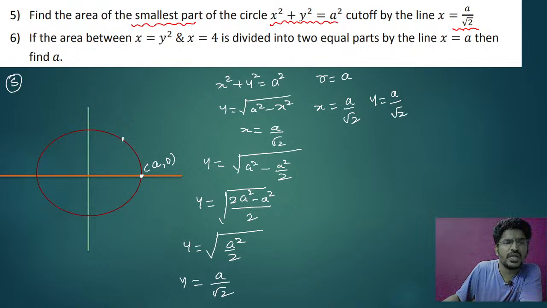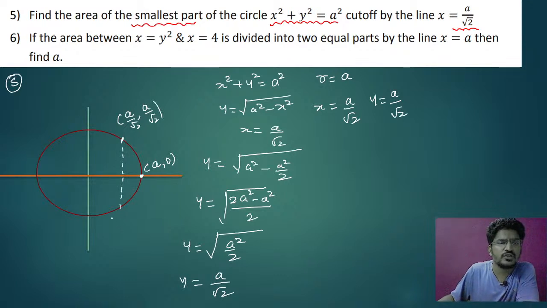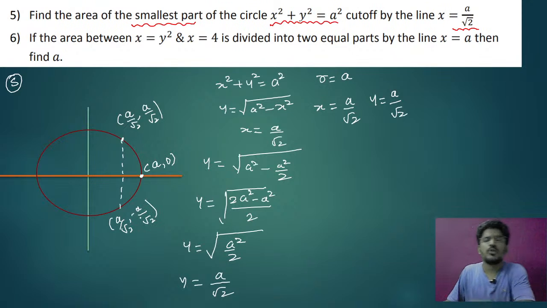That means your point is going to be here. X is a by root 2, y is a by root 2. Clear? If I draw the line, this point is going to be x is a by root 2, y is minus a by root 2. No problem. Quickly tell me, have you understood this? By using the conditions, I have calculated x and y. X is a by root 2, therefore y is also going to become a by root 2.